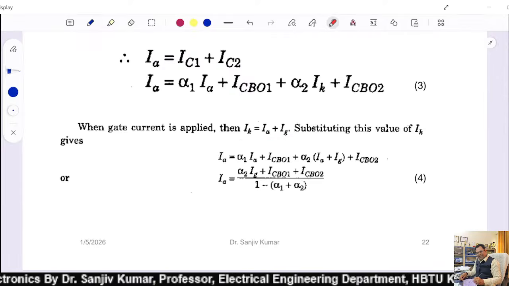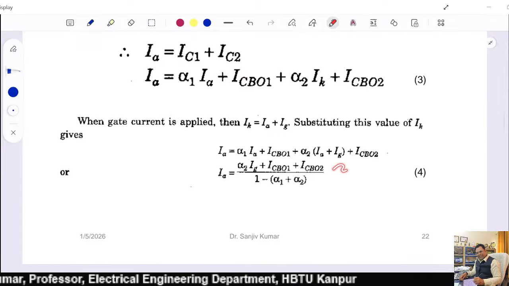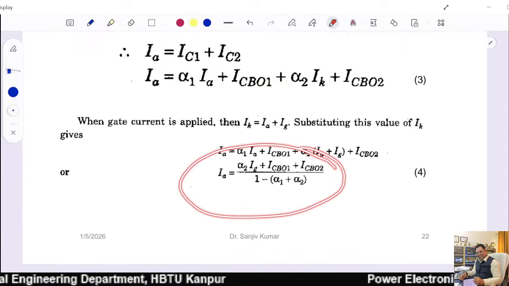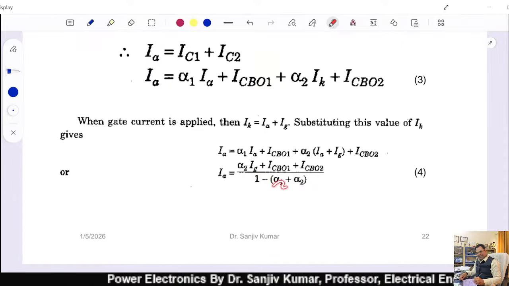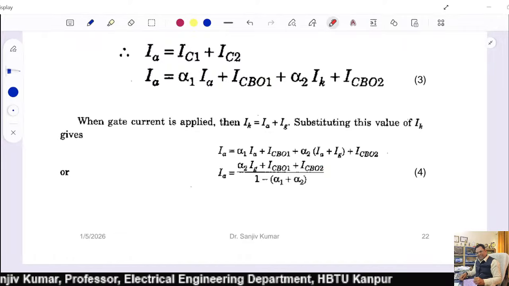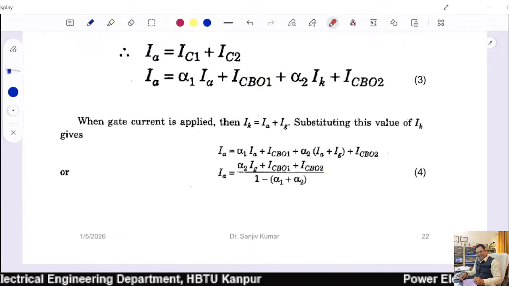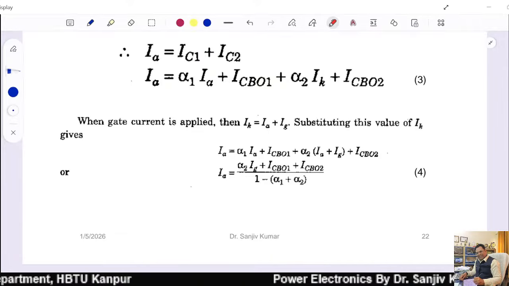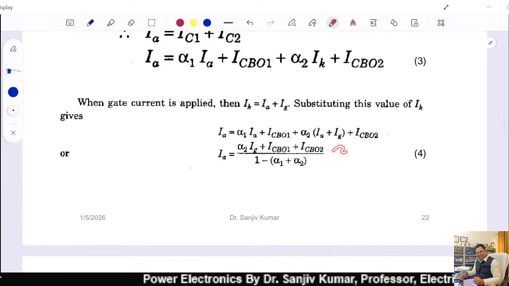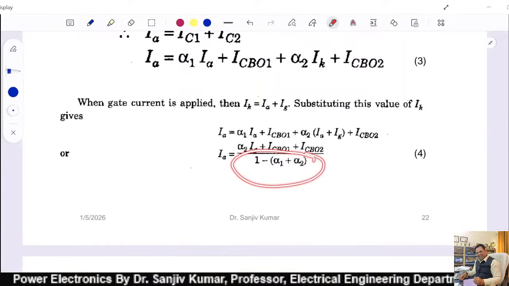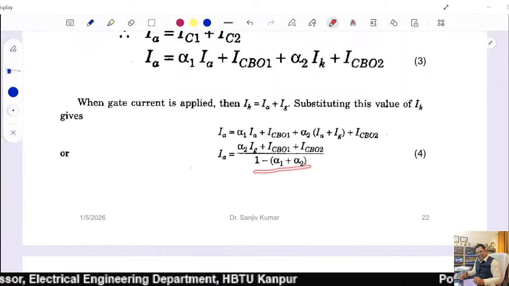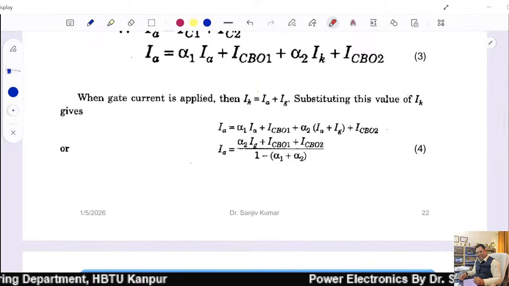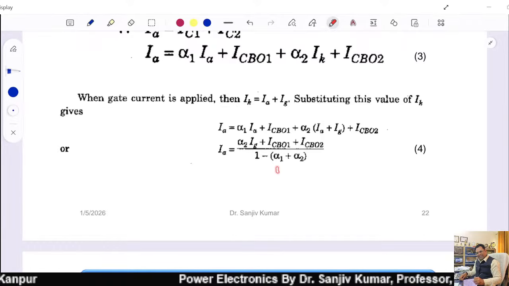Now substituting the various values, what do we get? We get IA is equal to alpha 2 IG plus ICBO1 plus ICBO2. This we get, right? Now it is possible when this alpha 1 plus alpha 2 becomes unity. Now once it becomes unity, what happens?